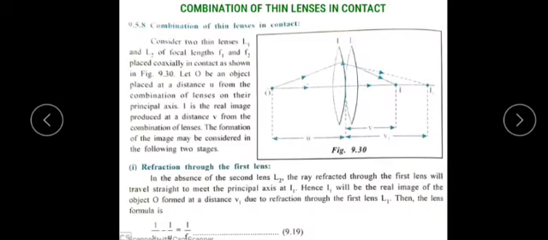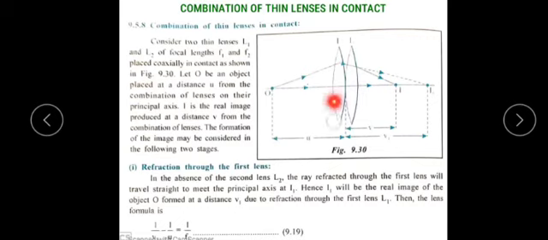So next is the combination of thin lenses in contact. Thin lenses, one is L1, another one is L2. There are two thin lenses here. The focal lengths are taken like this.